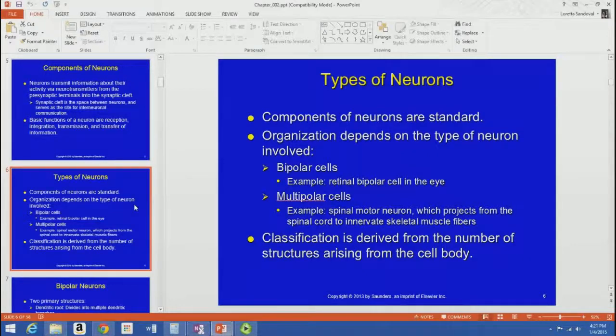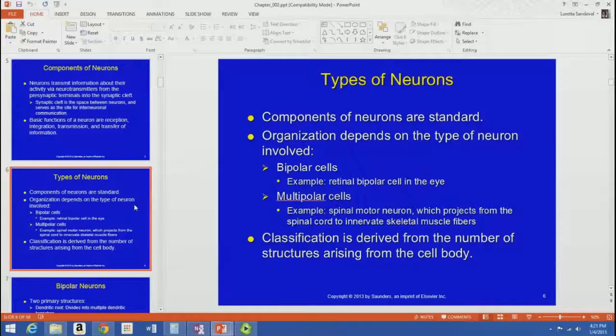So usually they are separated into 2 separate categories: bipolar cells and multipolar cells. So bipolar cell, the classic example is the retinal bipolar cell in the eye. It has 1 dendrite and 1 axon. So just two poles going, either one input, one output.